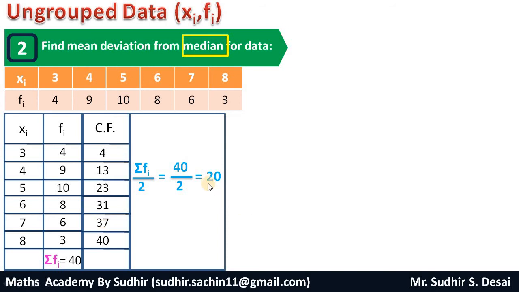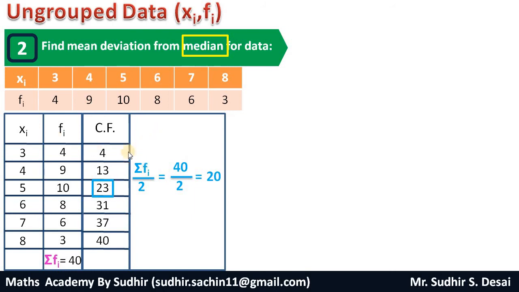Now observe this 20 in the column of CF. Is it present there? No. If it is present there, then highlight that value. If 20 is not present in CF, then take the next closest value to 20. So what is the next closest value to 20 in CF? It is 23. So highlight that 23. So this is the important step.